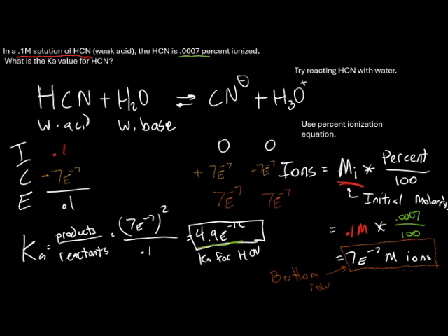So this problem showed that using the percent ionization, we can figure out what our equilibrium concentration of the products are, and then using that, find our Ka.